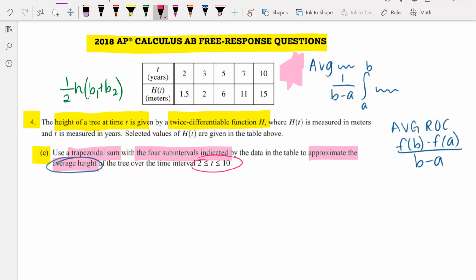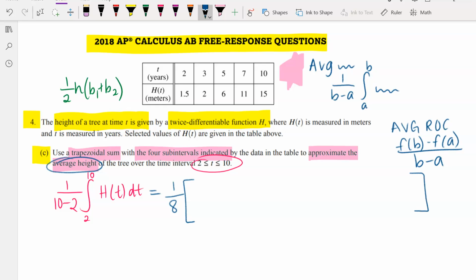So our average height, we're going to set up our average height formula. That's usually a point. So 1 over 10 minus 2 times the integral. So what are we integrating? We're integrating h of t dt from 2 to 10. So make sure you set up that integral. That's usually a point. Not always. I haven't been a grader, but from what I've seen from the rubrics. So let's see. We get 1/8 times. Now I'm going to set myself up for my trapezoidal sum.